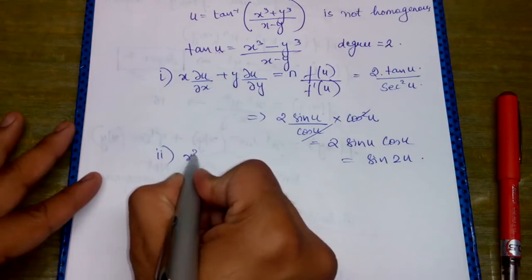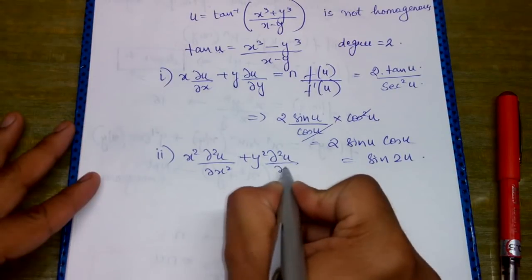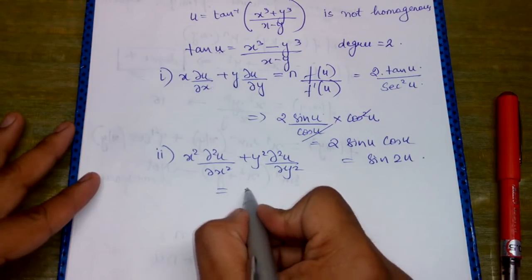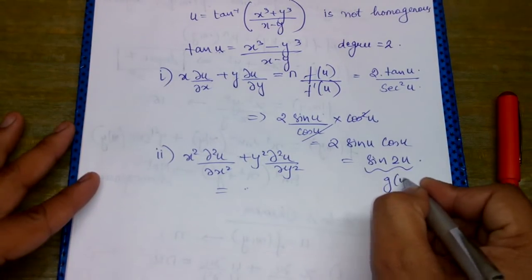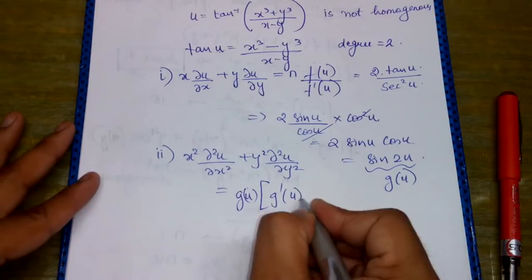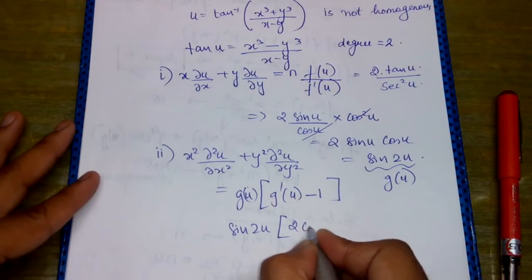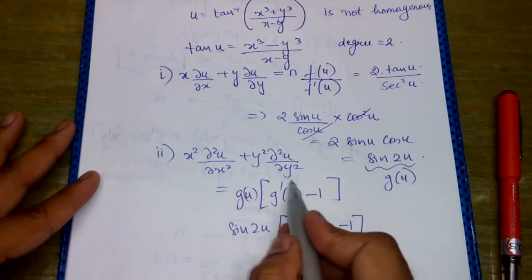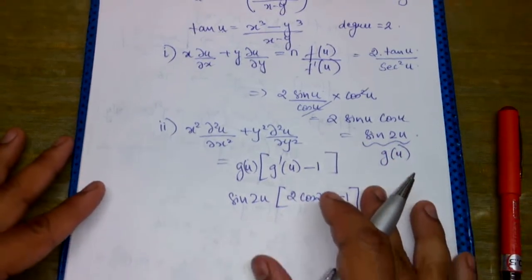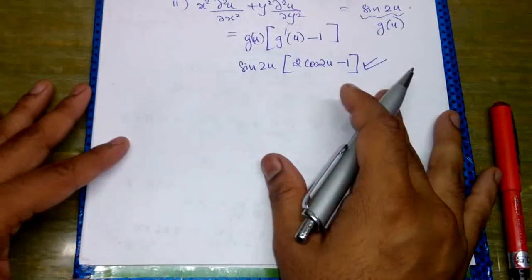And secondly, x square del square u upon del x square plus y square into del square u upon del y square, what is this equal to? Let this be equal to g of u. So here we will obtain g of u into g dash u minus 1. So g of u is sin 2u multiplied by 2 cos 2u minus 1, because the derivative of sin 2u is 2 cos 2u. So this would be the answer. Okay, so that was all about Euler's theorem.